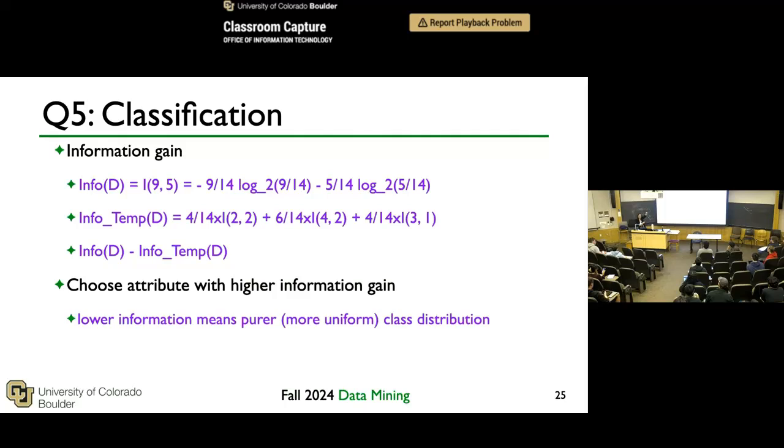So you start with the same information. If you have an attribute that will give you a lower information, that means the gain is bigger, so that means you have better classification. So high information gain means a larger information reduction and lower information. So you have purer classes after your branching.